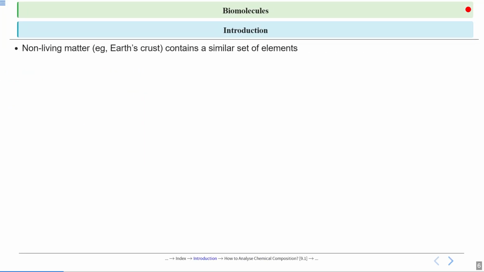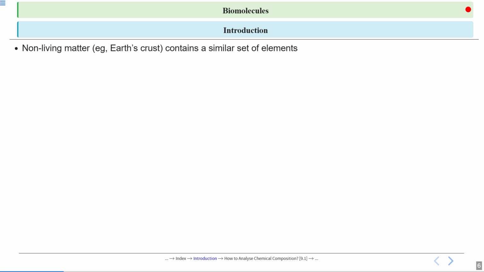Now let's move on. Okay, non-living matter. Example of non-living matter, they have taken earth crust. It contains a similar set of elements. So the elements present in the living tissues are also present in the earth crust. Now what is the difference then? The difference is in their composition.